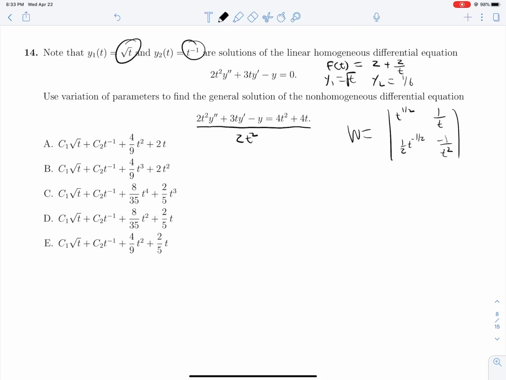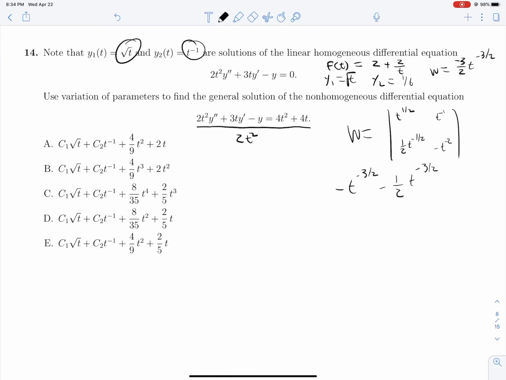You can already see how disgusting this is going to get. Not this determinant, but this is giving you an idea of what we've got coming up. So I'll rewrite this as negative t to the negative 2, and this as t to the negative 1, just to make things a little easier. So we get negative t to the negative 3/2 minus 1/2 times t to the negative 3/2. So in the end, we get a Wronskian of negative 3/2 times t to the negative 3/2.